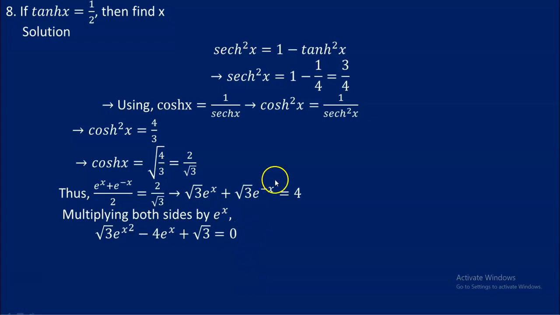Thus, students, after multiplying both sides by e to the power of x, we can obtain radical 3 times e to the power of x squared minus 4 times e to the power of x plus radical 3 equals 0. This in fact is a quadratic expression of e to the power of x. So your coefficients here are a is radical 3, b is negative 4, and c is a constant, which is radical 3.